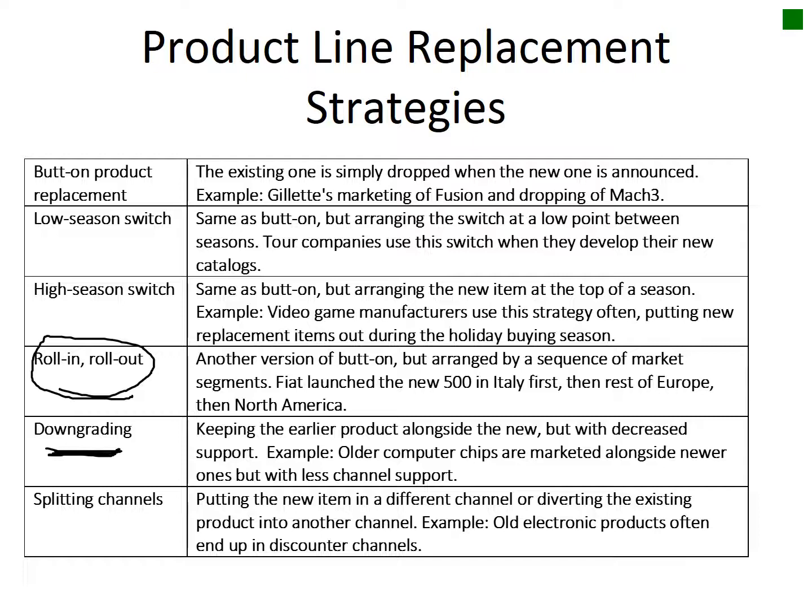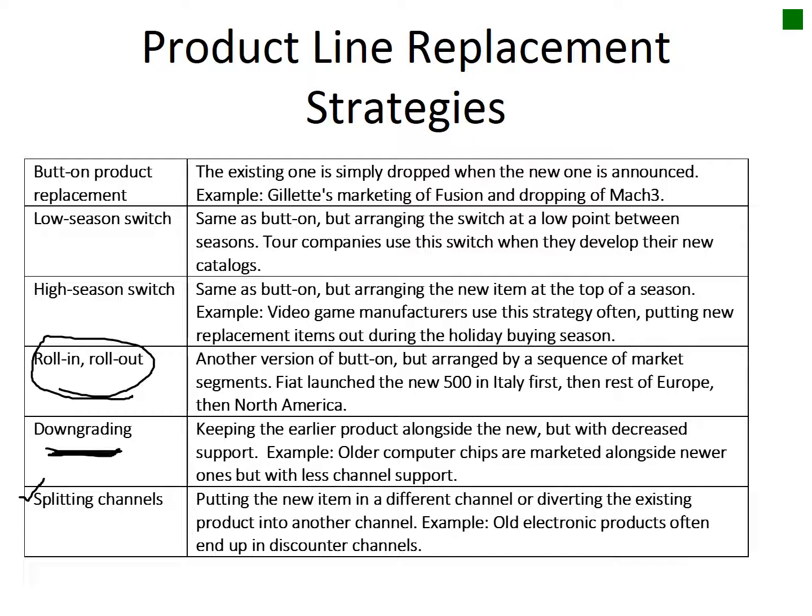The last one here is a splitting channel approach. Basically what we're doing in a splitting channel approach is we take our old product and we bring it into another channel of distribution that's different from the new product. So if we have our product currently in retail stores, what we might do with the old product is shift it over to online sales only and then have our new product replace it in the retail store where the old product formerly was. Okay, so that's a splitting channel approach where we're moving the products.